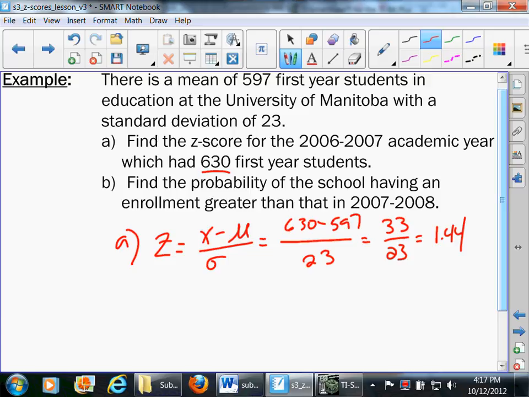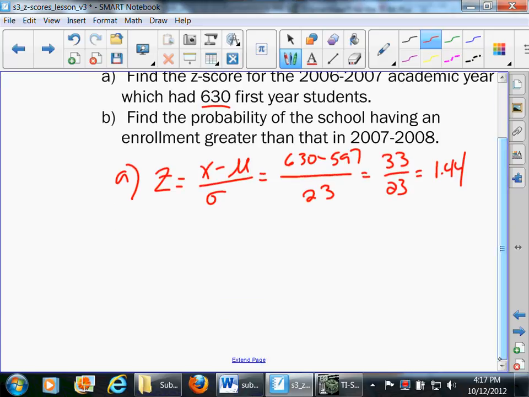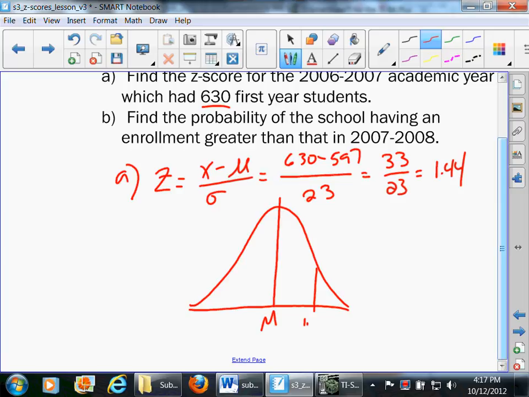So that's part A. So far, we've done this question exactly like we've done all the other questions. Part B is where we start to do things a wee bit differently. Part B asks us, find the probability of the school having an enrollment greater than that in 2007-2008. So in other words, here's our normal distribution. Here's the mean right here. And 1.44 would probably be somewhere around here. What we want to do is find this probability right here. How do we do it?